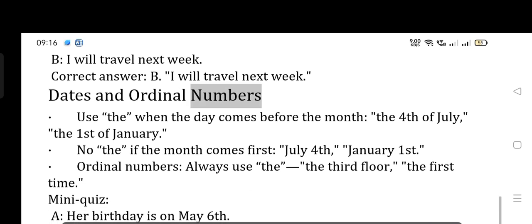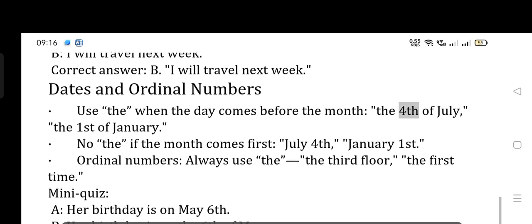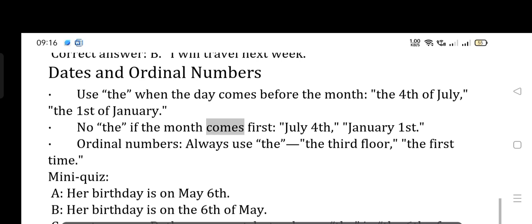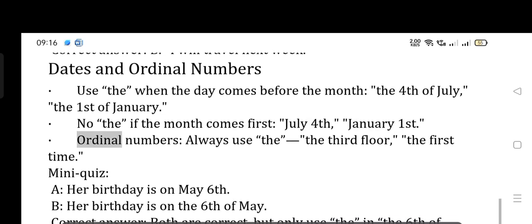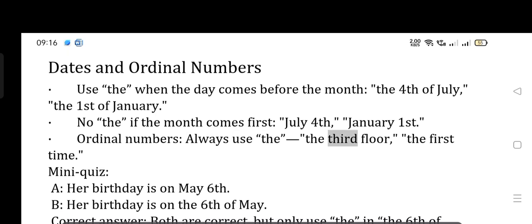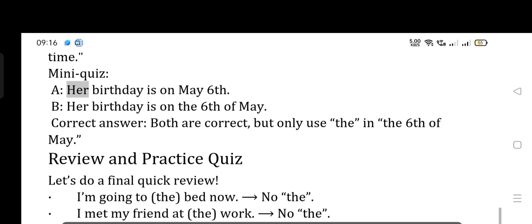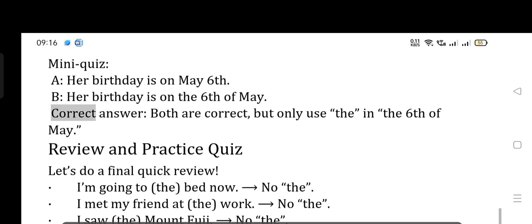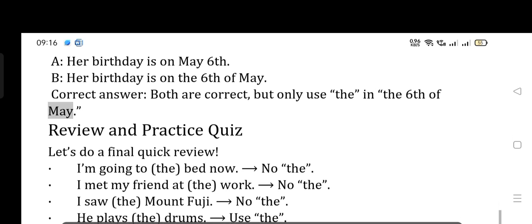Dates and ordinal numbers. Use "the" when the day comes before the month: the 4th of July, the 1st of January. No "the" if the month comes first: July 4th, January 1st. Ordinal numbers always use "the": the third floor, the first time. Mini quiz: A. Her birthday is on May 6th. B. Her birthday is on the 6th of May. Correct answer: both are correct, but only use "the" with the 6th of May.